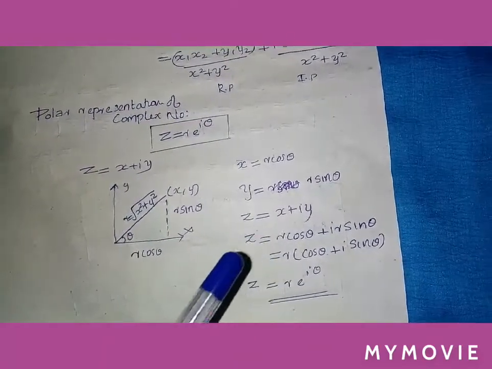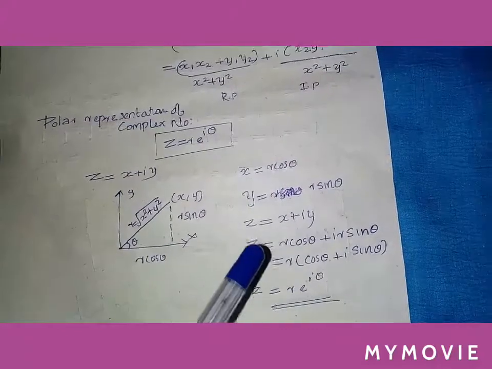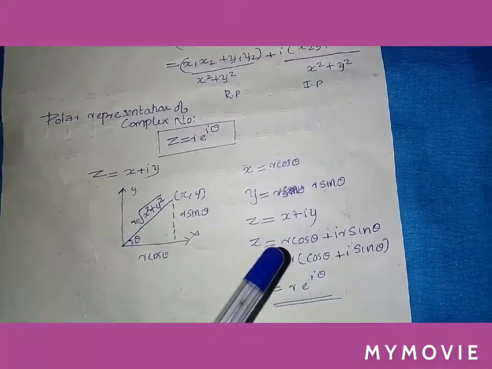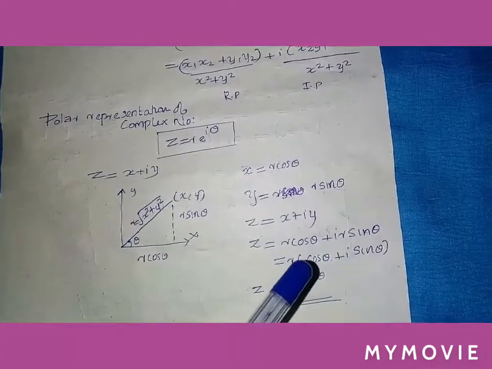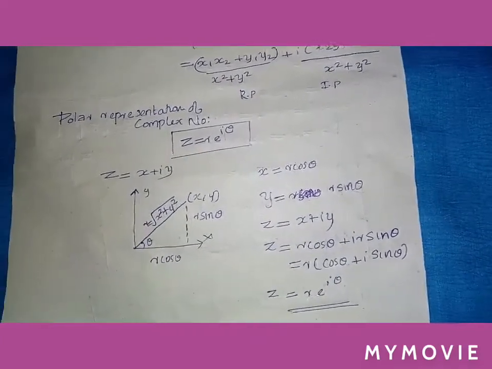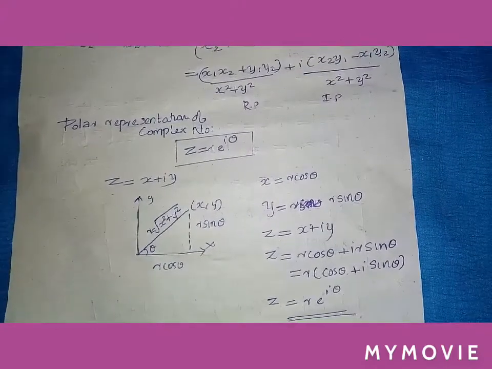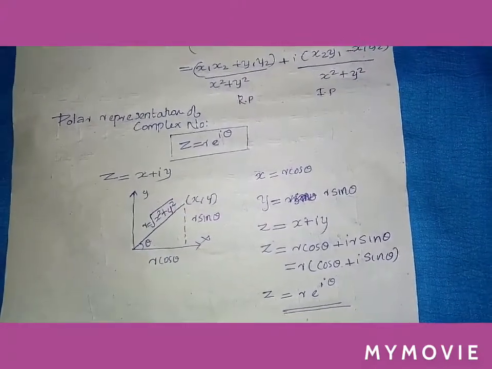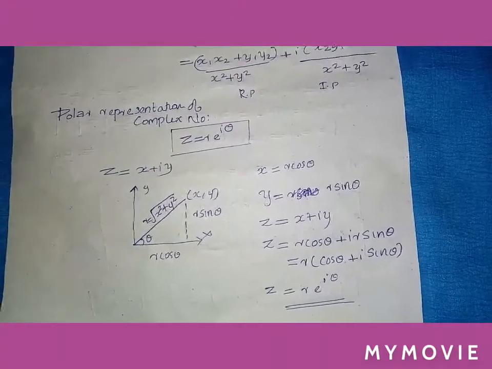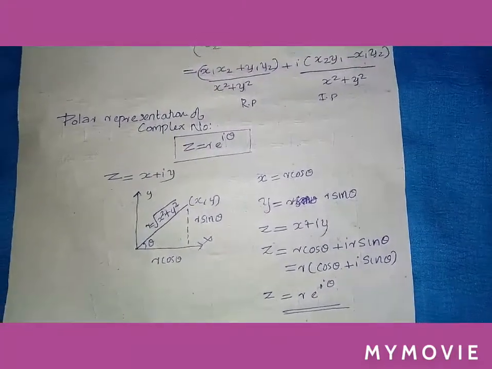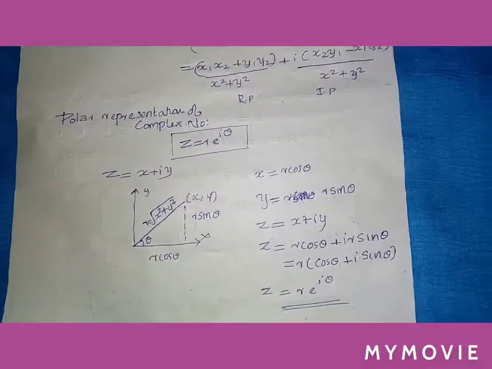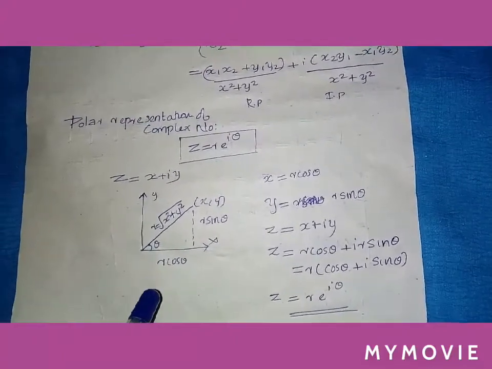So in the x plus iy form, we can substitute x and y. So r cos theta plus i r sin theta. We can take r outside, cos theta plus i sin theta, that is the expansion form of e raised to i theta. So the polar representation of the complex number is r e raised to i theta. Okay, it is very simple and it is important.